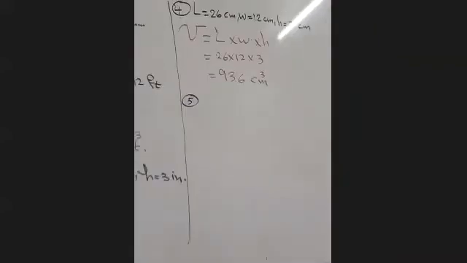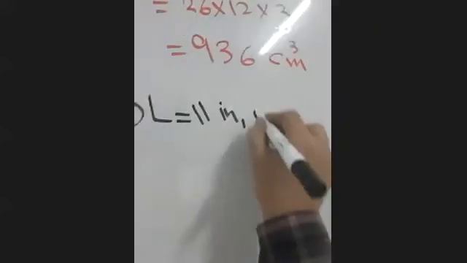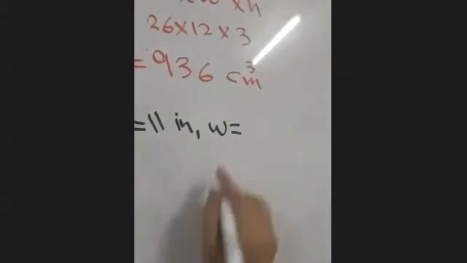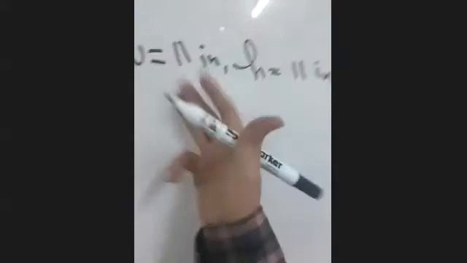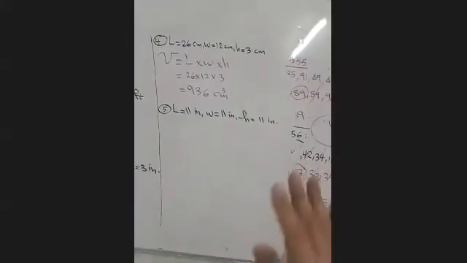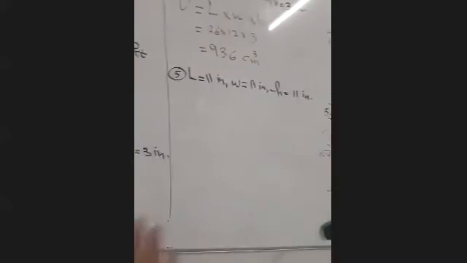Question 5, we have the length. How much is the length? 11 inch. The width? 11 inch. The height? Also 11 inch. What do we call this prism? Do you know? Cube. Excellent. We call it a cube because the three sides are equal. The length, width, height are all equal. So we don't call it rectangular prism, we call it a cube.